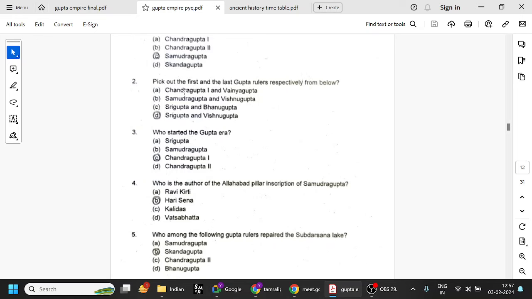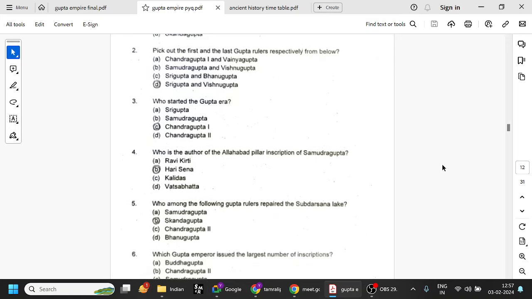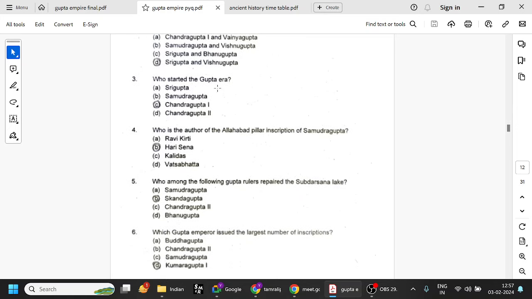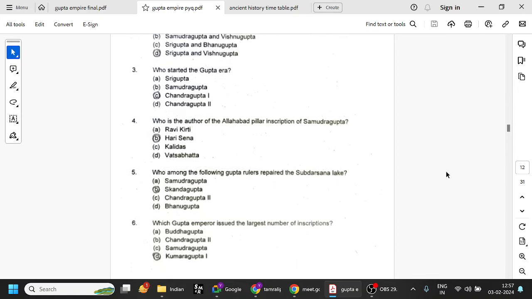And Chandragupta one, 320 BC. So Srigupta is 240 BC something. Last major ruler is Vishnugupta. Chandragupta one started the Gupta era. So remember, founder of Gupta, Srigupta, but Gupta era means Chandragupta one. And the Allahabad pillar inscription of Samudragupta, Harisena, we have seen multiple times.